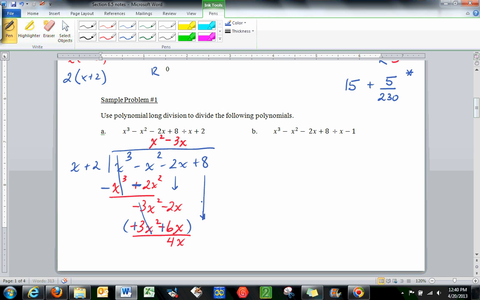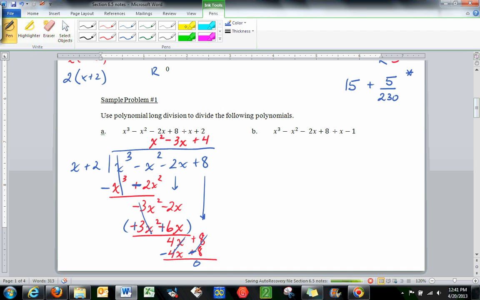And now I'll drop down the positive 8. Again, I ask myself, what can I multiply times x to get a positive 4x? It's going to give me a positive 4. 4 times x is 4x. 4 times 2 is positive 8. I'm going to subtract, so I'm going to distribute a negative, and when I do that, those all cancel out, leaving me a remainder of 0.